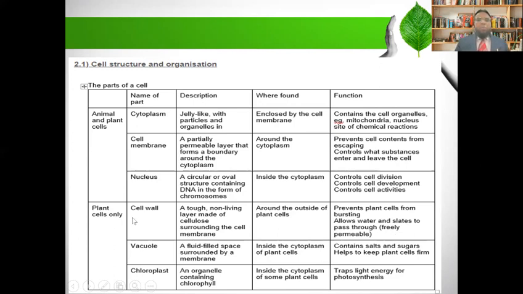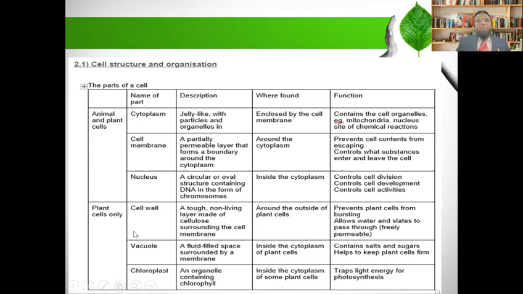Okay, but this cell wall is made up of cellulose. But if you are going to study the cell wall of bacteria, it is made up of peptidoglycan. If you study the cell wall of fungi, you will see that it is made up of chitin. But this cell wall is not found in the animal cell.